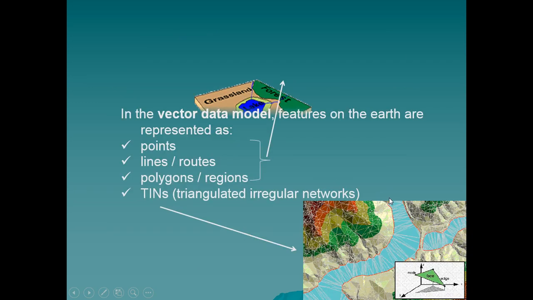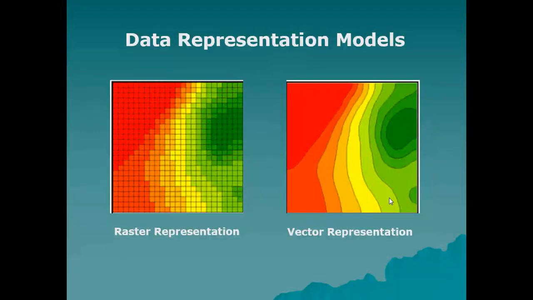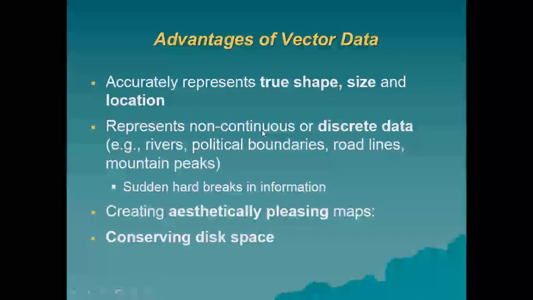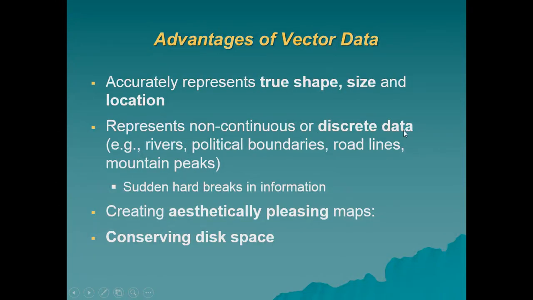So let's go back to where we were. The vector also represents non-continuous or discrete data such as the rivers, political boundaries, road lines. It represents it best. You also have sudden breaks in information, unlike the continuous data, of course. You have to determine which features would be best represented here that do not require continuous information. The vector also creates more aesthetically pleasing maps.